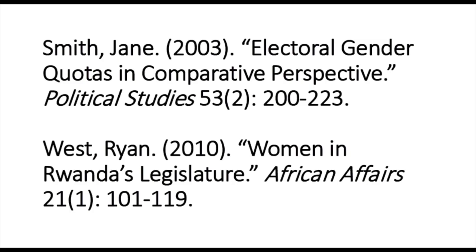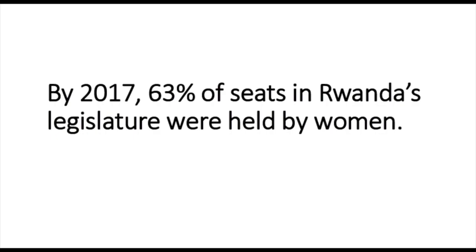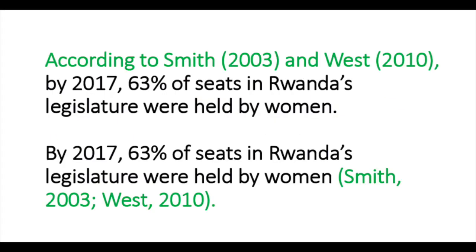So here now we're going to pretend we have 2 different articles. Jane Smith, Ryan West, 2 completely different articles. Okay, how do we cite them? Well, again, we've got our sentence here. By 2017, 63% of seats in Rwanda's legislature were held by women. Easy. According to Smith and West, separating each of these by their dates in parentheses so I know where to find them in your works cited. By 2017, blah, blah, blah, blah, blah. You can also tag it at the end. So by 2017, 63% of seats, blah, blah, blah. We've got Smith 2003, semicolon, West 2010. Okay?